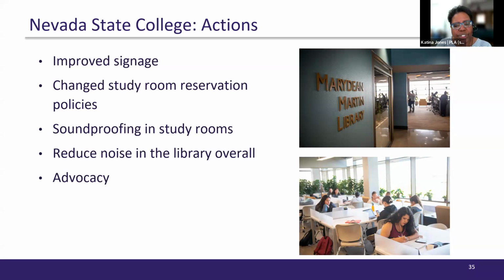They explored other ways to reduce noise overall. At the time of the case study, they were looking into other solutions such as changing the library's entryway from an open space to a glassed-off entrance that could reduce noise from other areas of the building. And then for advocacy, the results were shared with Nevada State's student government organization and used to advocate with campus administration that more quiet study spaces were needed on campus.